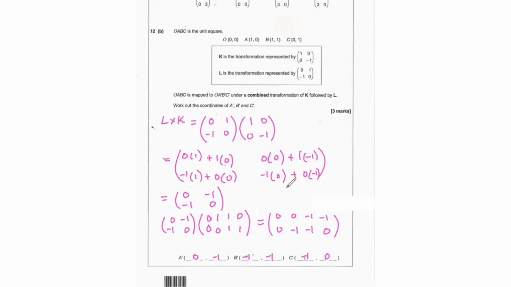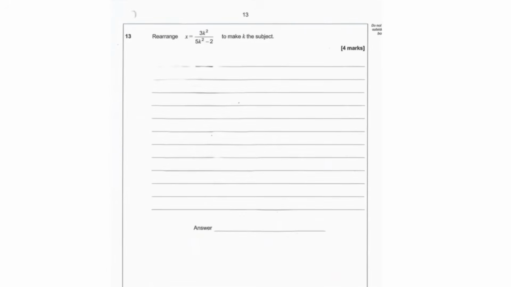These are the coordinates. Question 13 says rearrange x equals 3k squared over 5k squared minus 2 to make k the subject. Very simple. We cross multiply first to get rid of the fraction. So x times 5k squared minus 2 equals 3k squared. Expand the bracket. 5k squared x minus 2x equals 3k squared.